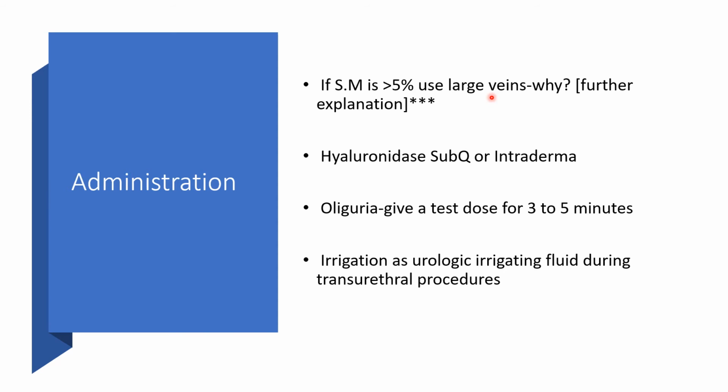So we are lucky. When there's extravasation, we have hyaluronidase as the antidote, and we'll give this with tiny needles, the like that we use for skin testing or insulin. So we'll administer hyaluronidase subcutaneously or intradermally to avert the extravasation effect. In the phase of oliguria, I'm not saying anuria, oliguria, we have to give a test dose over 3 to 5 minutes. Also, in transurethral procedures with urologists, irrigation is possible with the brand or the form manufactured for that purpose. So it's going to be urologic irrigating fluid for irrigation during transurethral procedures.